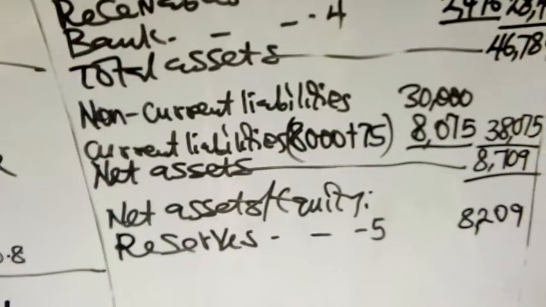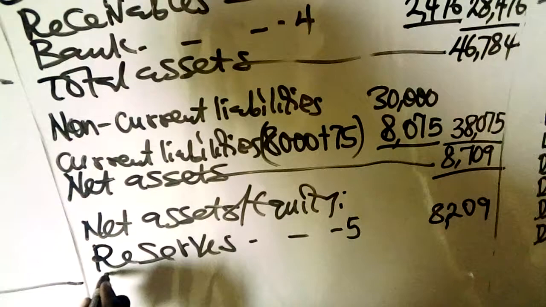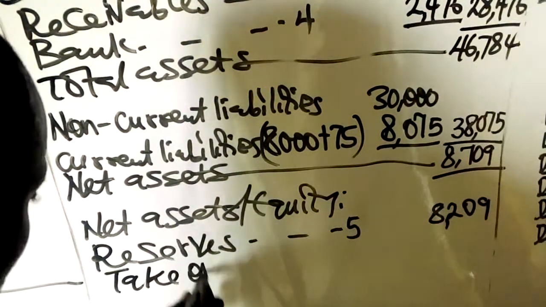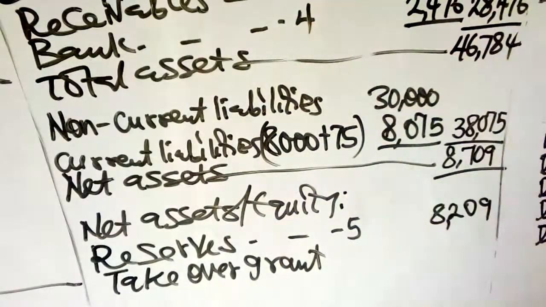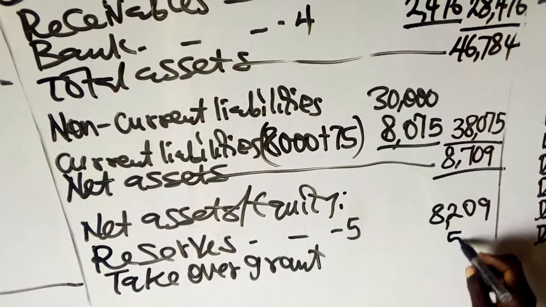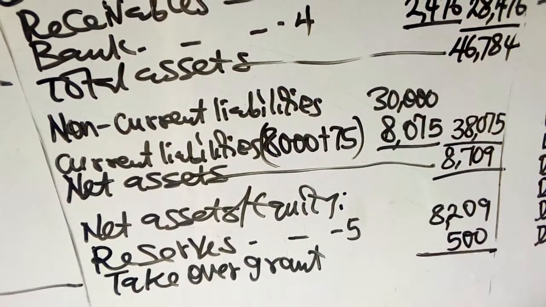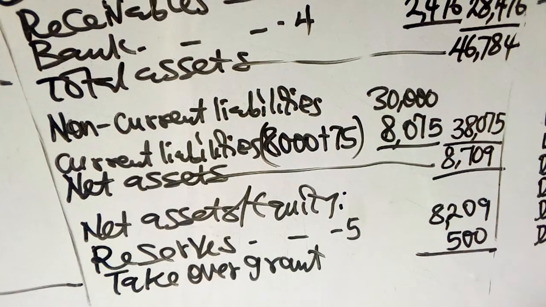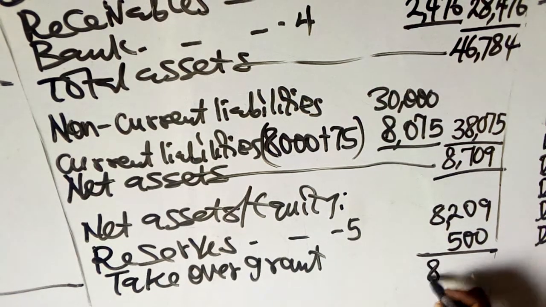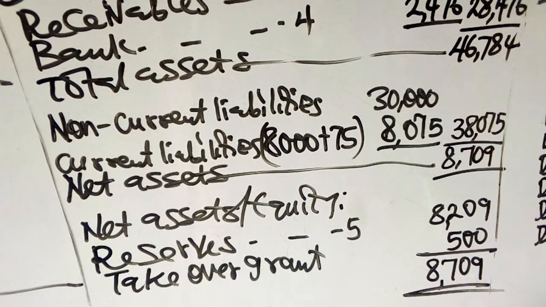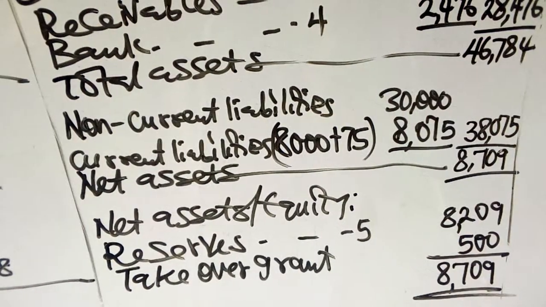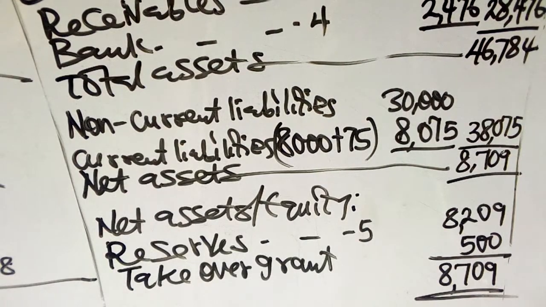So takeover grant, that is from building takeover, which is 500. If you add the 500 to 8,209, you have 8,709, which agrees with our net asset here. It must agree with our net asset. That is the end of the solution to the question.